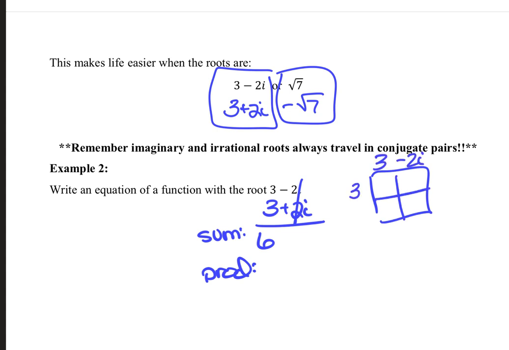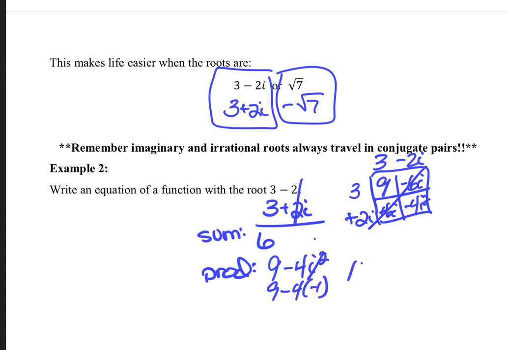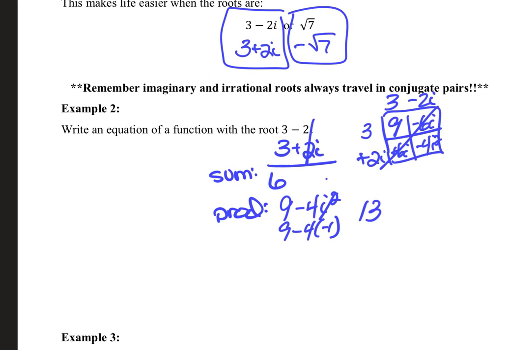Conjugate pairs always cancel out their imaginary part or their irrational part. So 9, this is negative 6i, this is positive 6i, and this is negative 4i squared. So these cancel themselves out. We're left with 9 minus 4i squared. But remember, i squared is negative 1. So this is 9 minus 4 times negative 1, or 9 plus 4, which is 13. So we have the sum and the product here, and now we just have to write the equation.